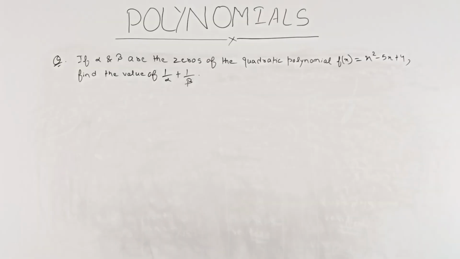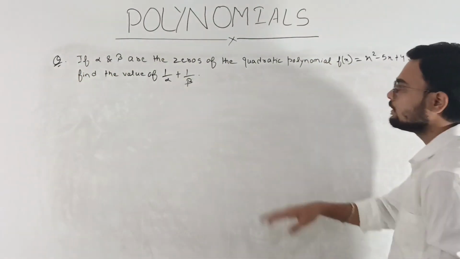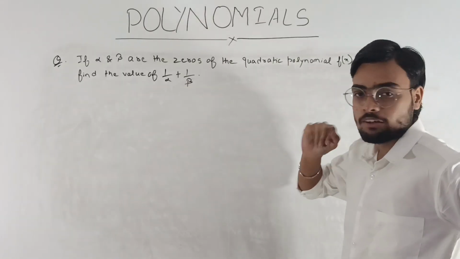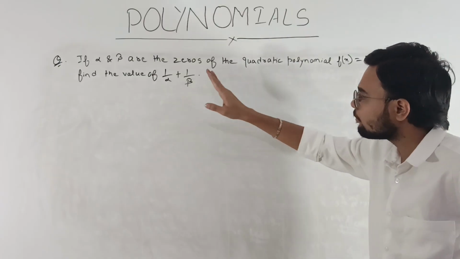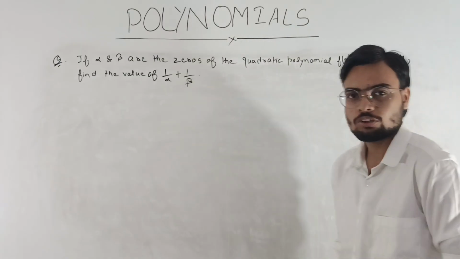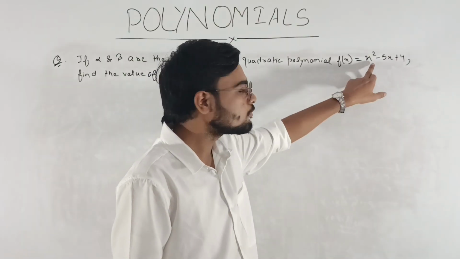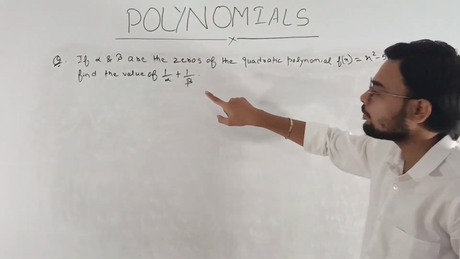Okay, got it? Now see our next question. If alpha and beta are zeros of the quadratic polynomial x square minus 5x plus 4, then what do we have to find? We have to find the value of 1 upon alpha and 1 upon beta. Okay, what is the question? The question is that if alpha and beta are the zeros of a polynomial x square minus 5x plus 4, we have to find the value of 1 upon alpha and 1 upon beta.